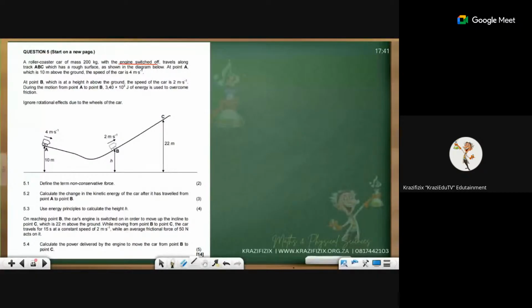Calculate the change in the kinetic energy of the car after it has traveled from A to B. Change in kinetic energy would simply be what? Final kinetic energy minus the initial kinetic energy. And I think that's very straightforward. Okay, so 5.2. Change. They gave you the velocities. They gave us the velocities. Would be what? Half m vf squared minus vi squared, which is half. What's the mass? 4. Oh, sorry, 200.